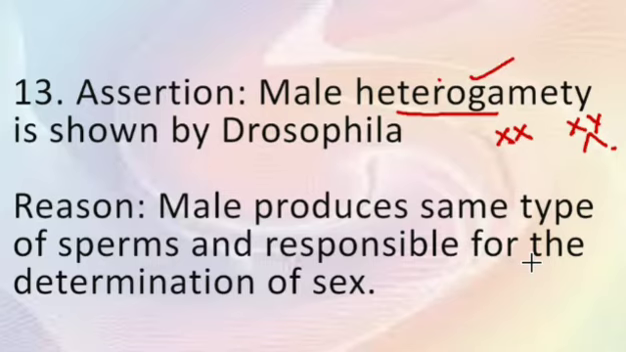The reason says male produces the same type of sperms and is responsible for the determination of sex. No, they produce different types of sperms. So this is a wrong statement. So we can say assertion is correct, reason is false. So option C.